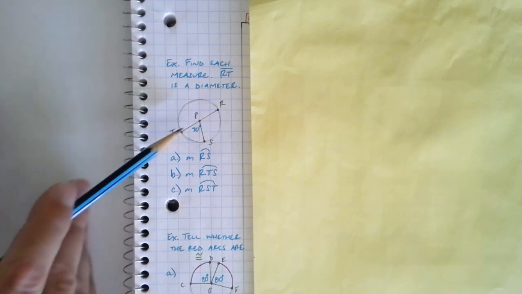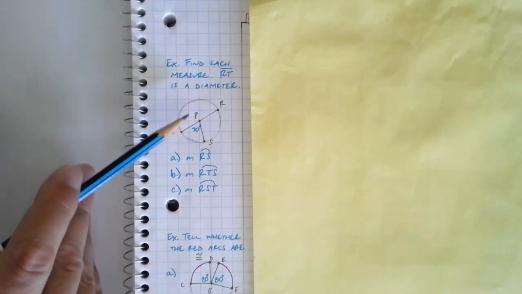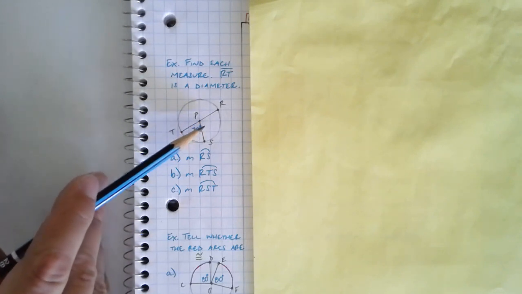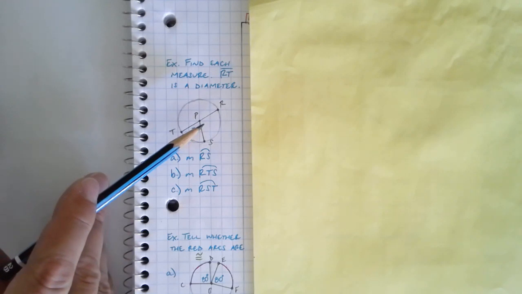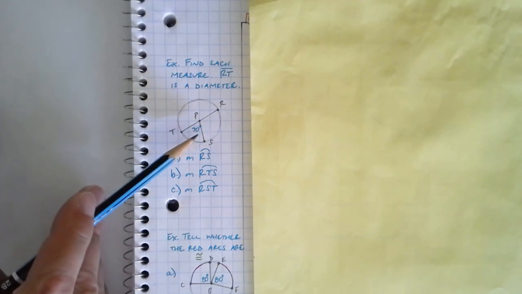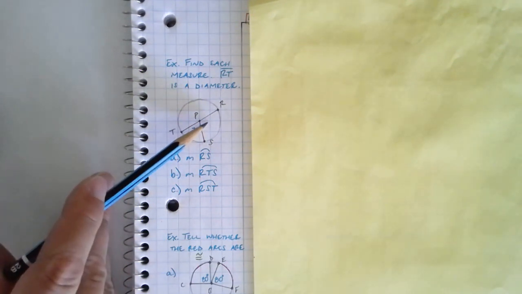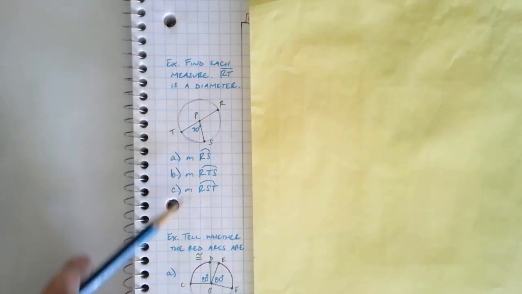I know this RT was a diameter, forcing this slice on this side to be 180 degrees. And that leaves 110 degrees left over for RS, whether you did it by adding everything up to 360 or figuring out that this was a semicircle as well and subtracting 70 from 180. Either way, we find out that this slice here is 110 degrees. Let's use that information to solve these guys.